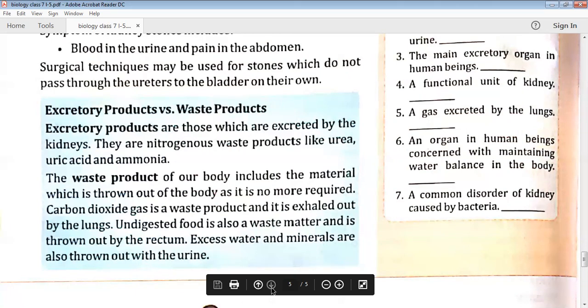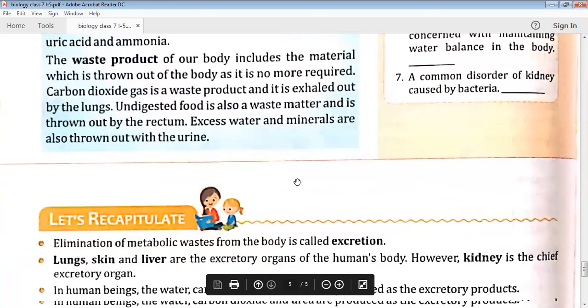So basically, excretory products are only related to the kidney: urea, uric acid, and ammonia, whereas waste product can be from any part of the body, like carbon dioxide gas, water which comes out in the form of sweat, water vapor which comes out from the lungs during respiration, undigested food in the form of feces when it comes out through the anus and rectum. So waste product can be from any part, whereas excretory products are strictly linked to the kidneys. So let's recapitulate.